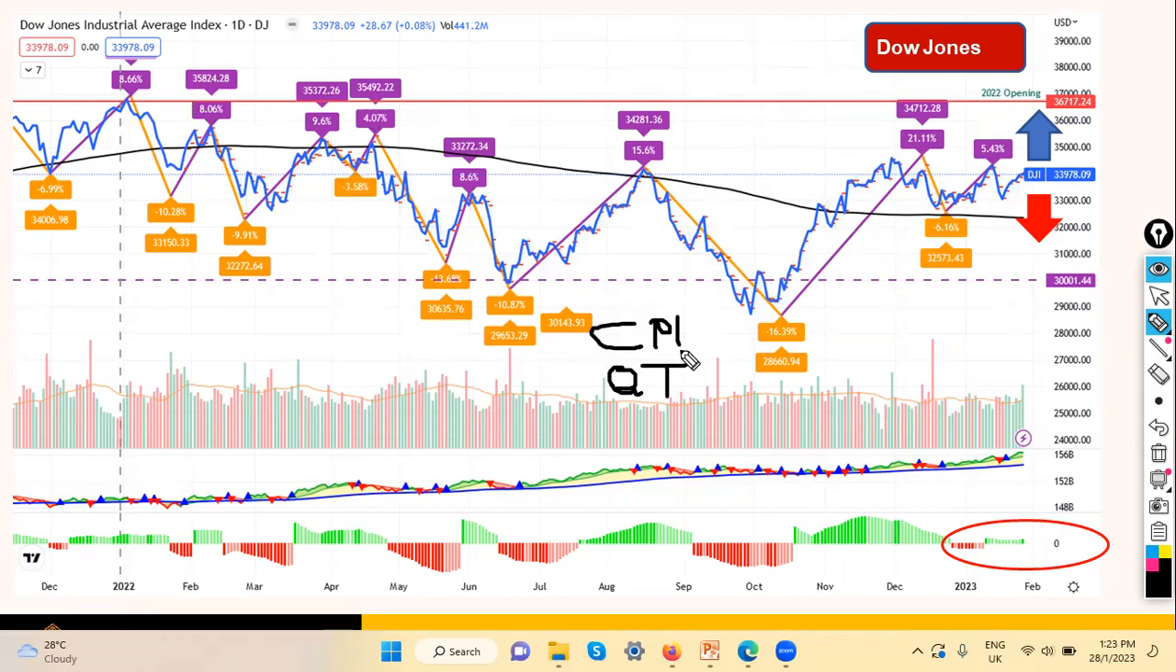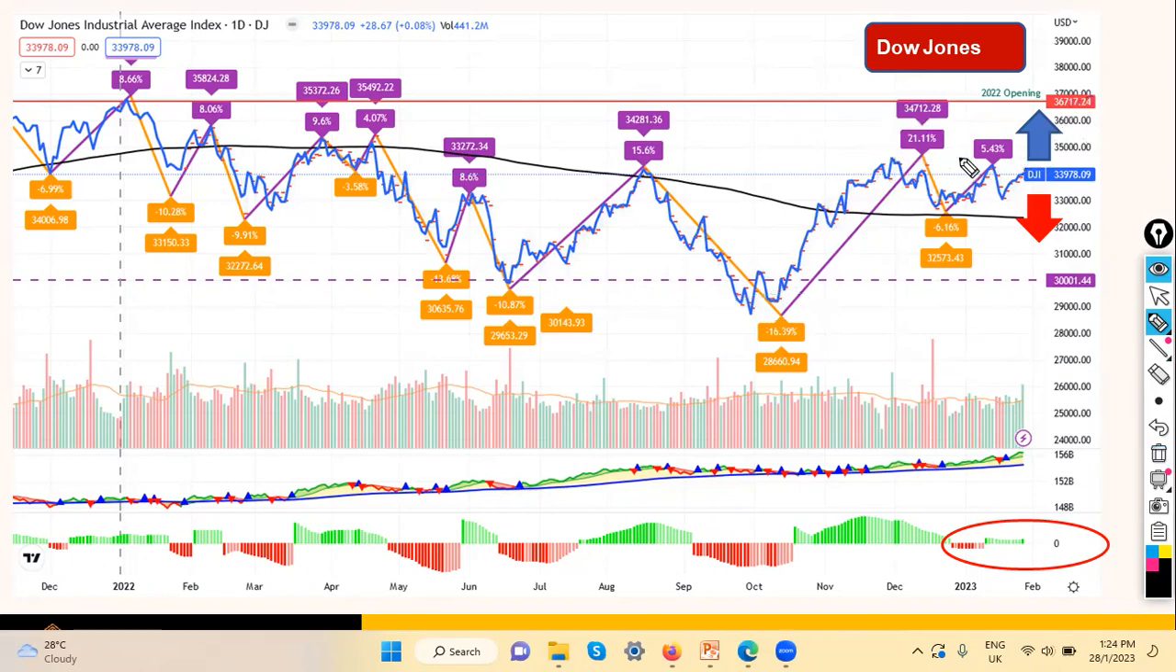It's because in QT, money is flowing out of the market. However, the rebound that started around October has continued until now. What you can see here is that the Dow Jones has already recovered 21% from the low. So is this going to have a minor correction, or will we go up some more?